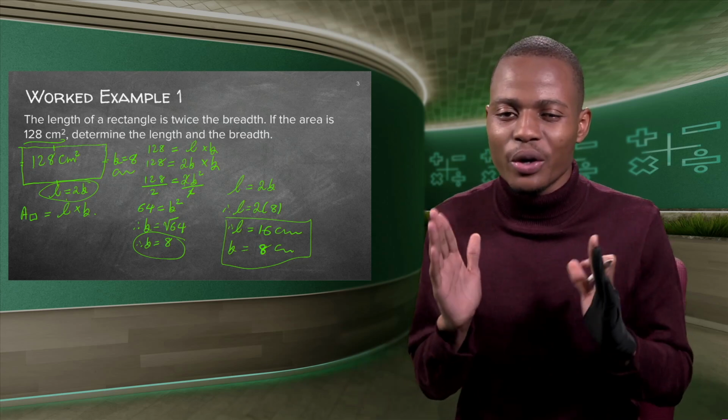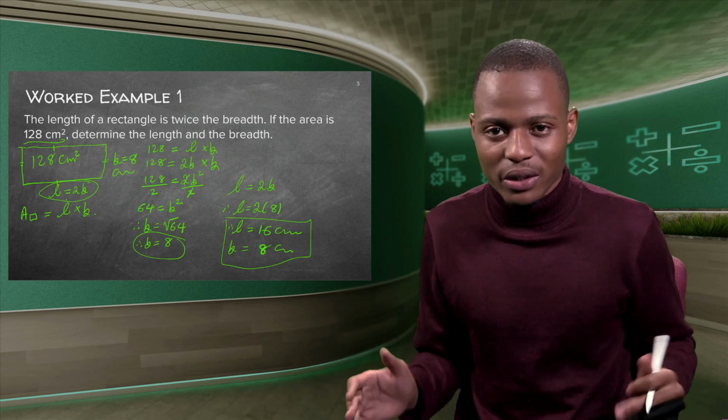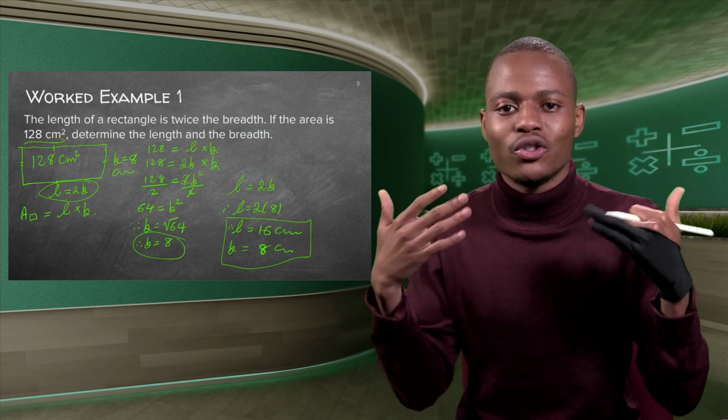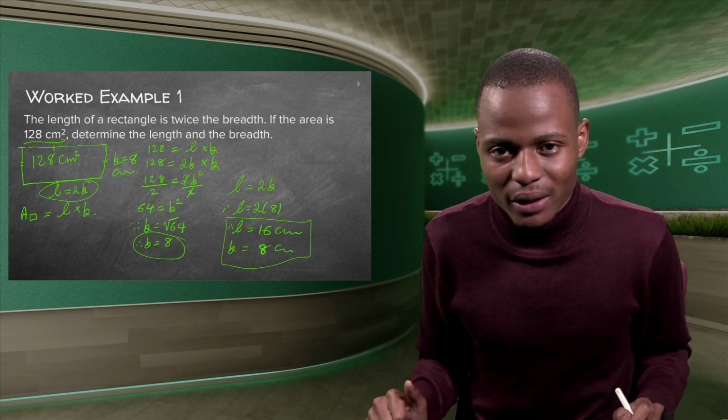So you just need to read the question properly, understand the initial formula of area, for example, in such a case, and just substitute every value, guys, that you see. Just substitute everything that you see, okay? So that is how it's done, guys.